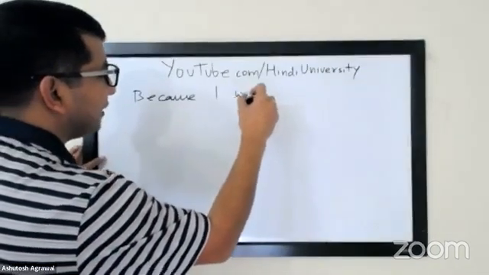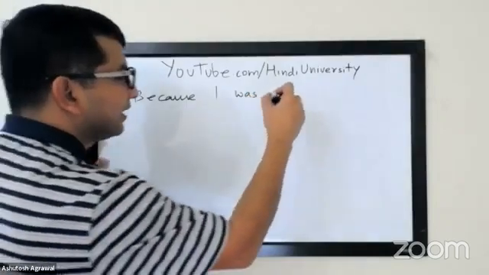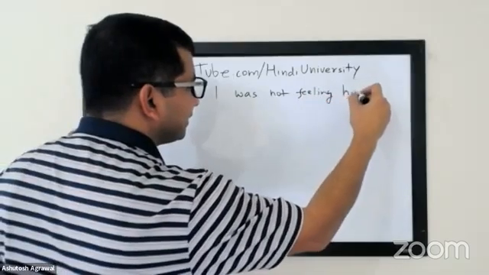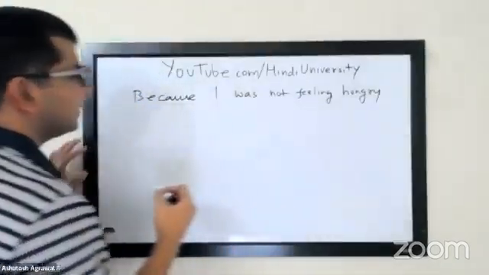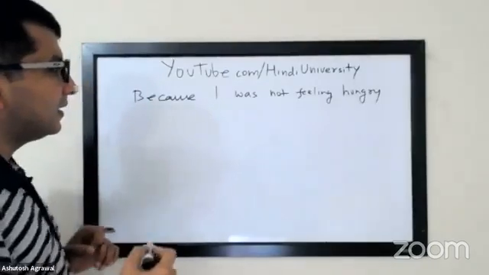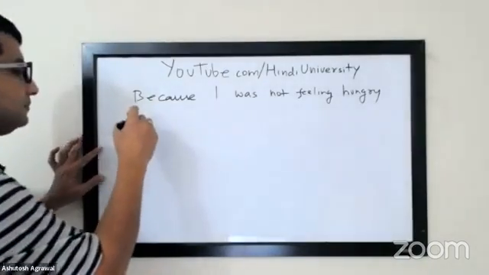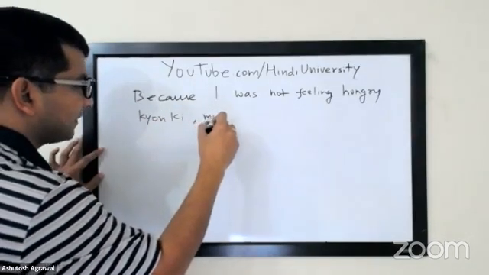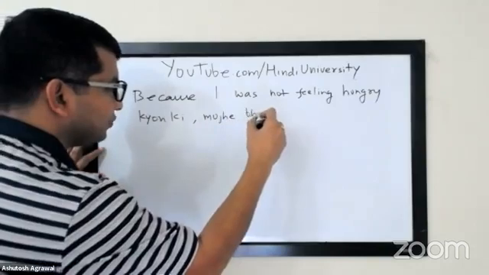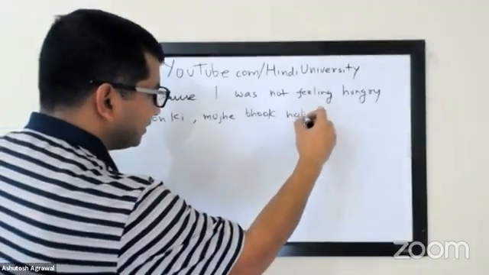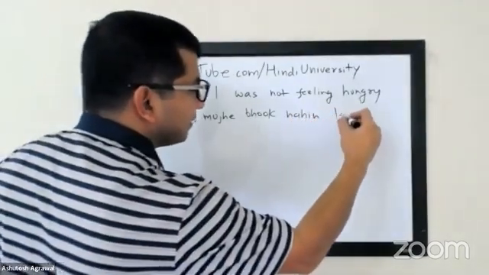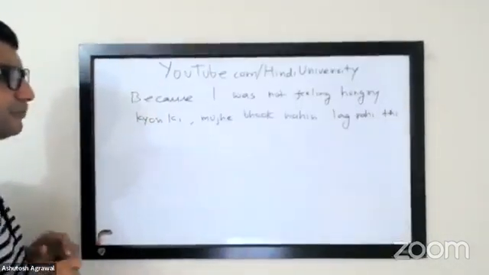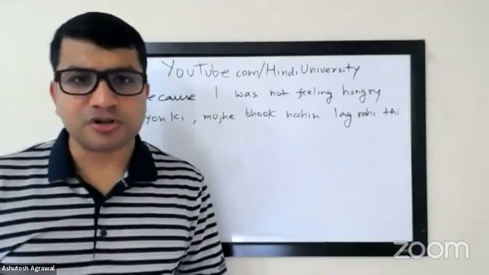Because I was not feeling. I'm going to change it to continuous to make it easy. Because I was not feeling. क्योंकि मुझे भूख नहीं लग रहा थी. Okay. लग रही थी. Okay, क्योंकि मुझे भूख नहीं लग रही थी. Okay. Let me take a pause here. Amazing. Any questions so far?